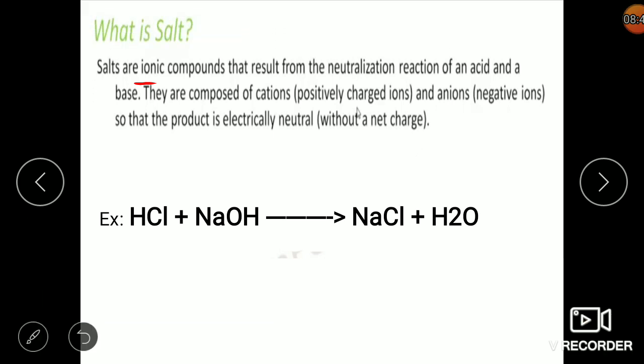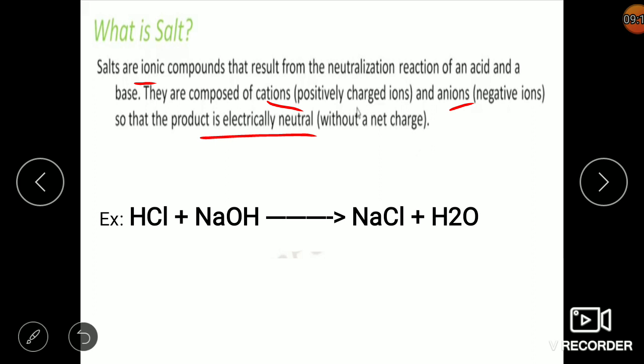They are composed of cations and anions. As I told you, an ionic compound contains ions. So what are the ions present here? Cation, and the counterpart is anion, so that the product is electrically neutral. If you're having cation and anion both in the compound, that means positive charge and negative charge both, the plus and minus will neutralize each other and the overall value will become 0, and hence it is called electrically neutral.